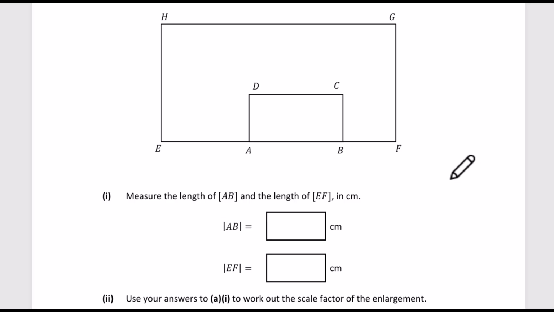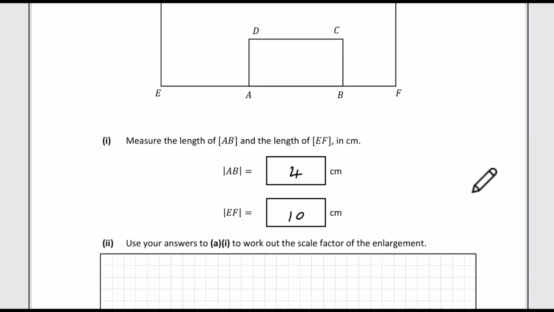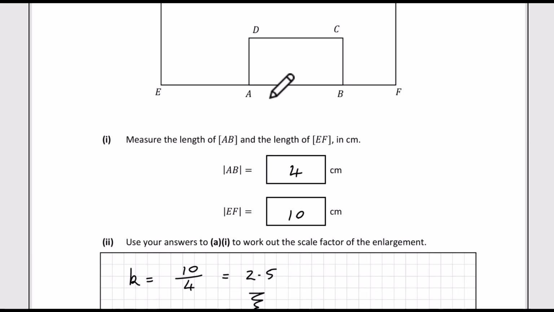Now I can't do this. I don't have the original paper, so I just measured it on screen, and I'm getting 4 centimeters here and 10 centimeters here. You guys will get different measurements, I suspect. But anyway, use your answers to A1 to work out the scale factor. So the scale factor is called K. All you've got to do is take the 10, divide by 4, and that gives you 2.5. So this is the scale factor. It just means that this distance here will be 2.5 times this distance here.